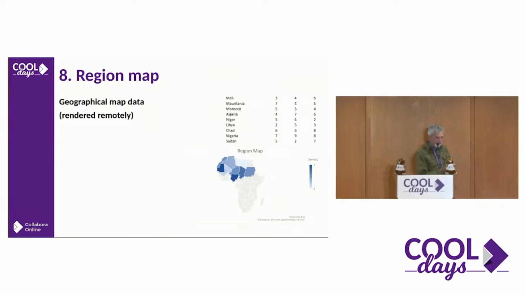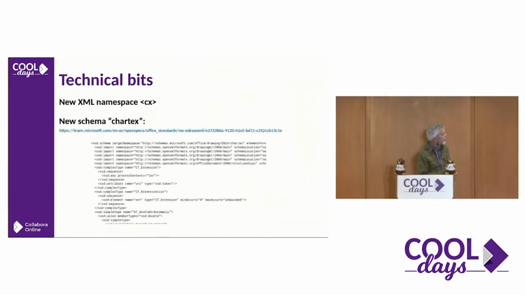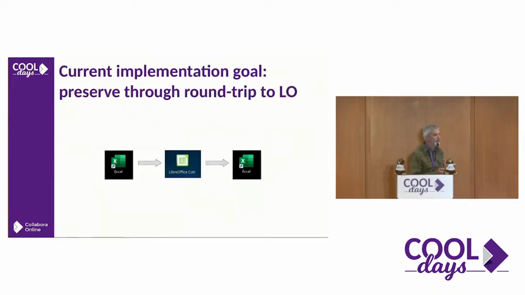Okay, so that's about what actually is there. And in terms of the data representation, this is all in a new schema called ChartEx and namespace. And yeah, there's a big long schema to describe it all. And so the goal of my project is to preserve this data through round tripping to LibreOffice/Collabora. So going from Excel, for example, loading a file into LibreOffice, re-exporting as Excel, and then hopefully getting the same thing back.